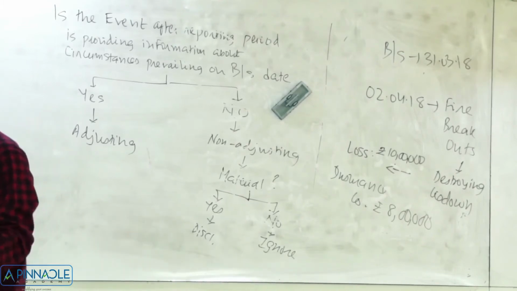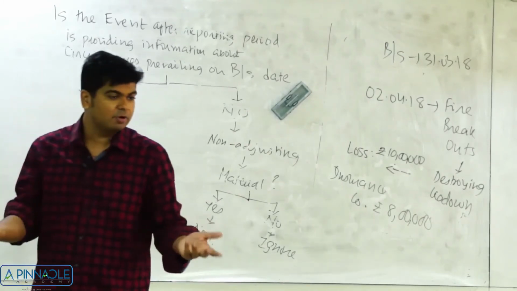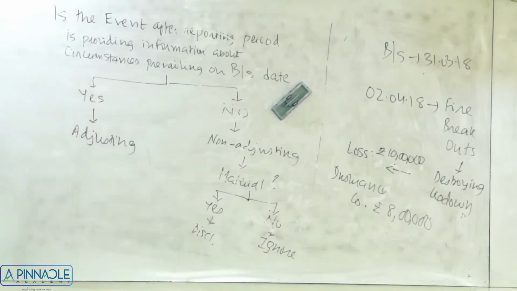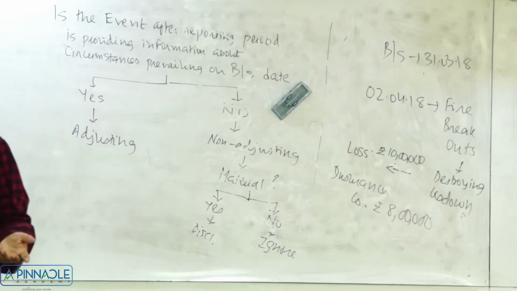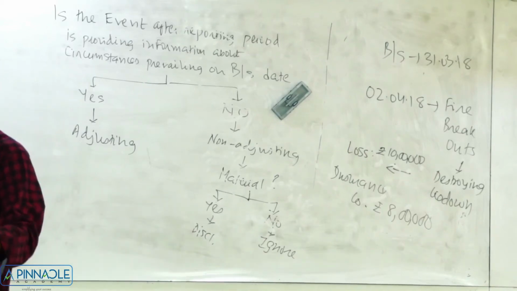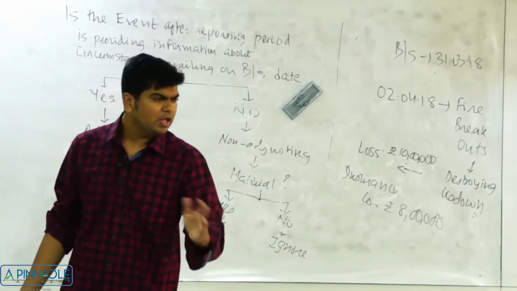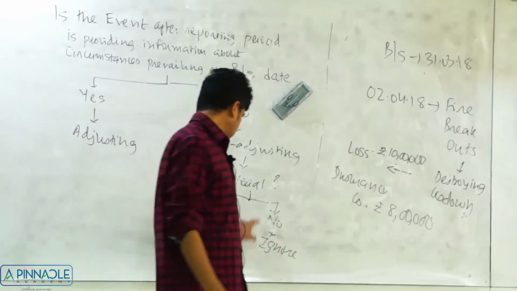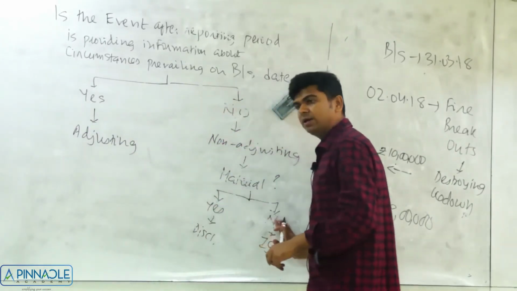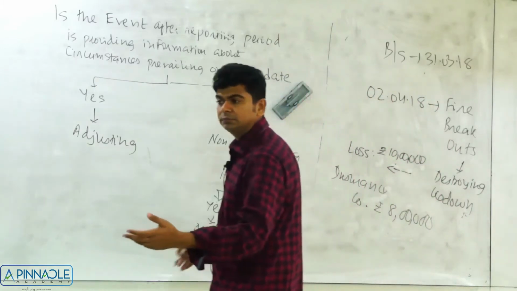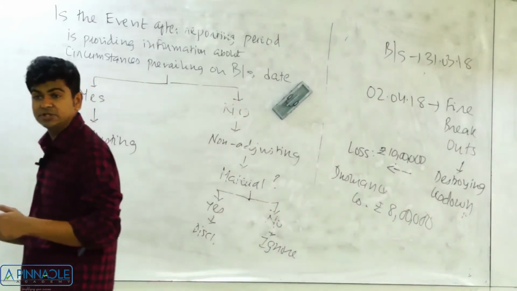Actually, this news will also be out. There will be a lot of people who will know that a fire has broken out in your company. If they are your investors, debtors, or creditors, they will be interested in knowing what exactly the problems caused by this fire have been. So a proper disclosure should be provided. Fine, so we will consider this a non-adjusting event.